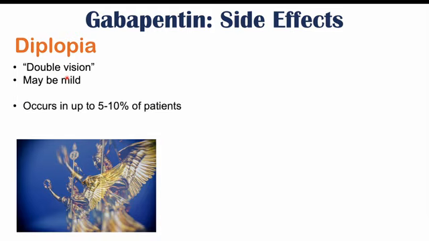Another side effect that can occur includes diplopia. Diplopia is double vision. This often is going to be mild, it may be only temporary, and it itself can occur in up to 5 to 10% of patients.